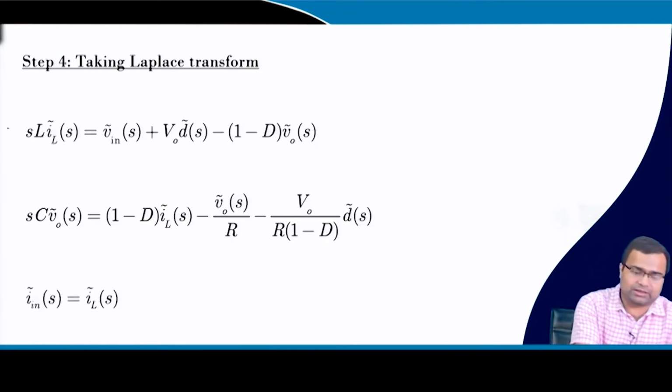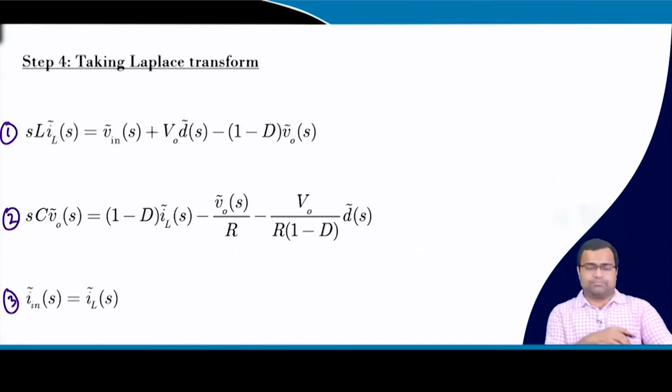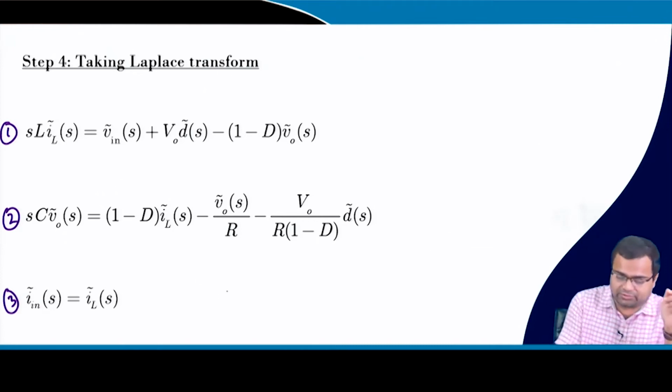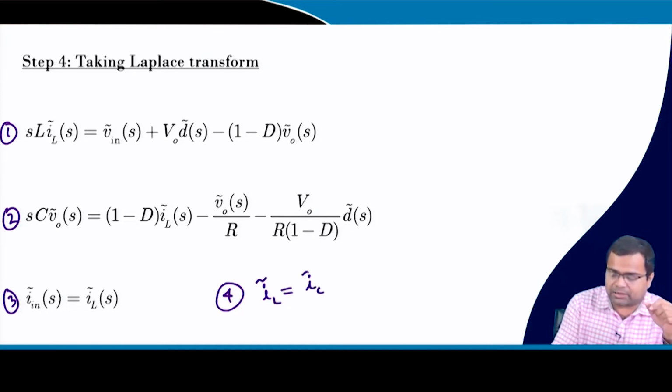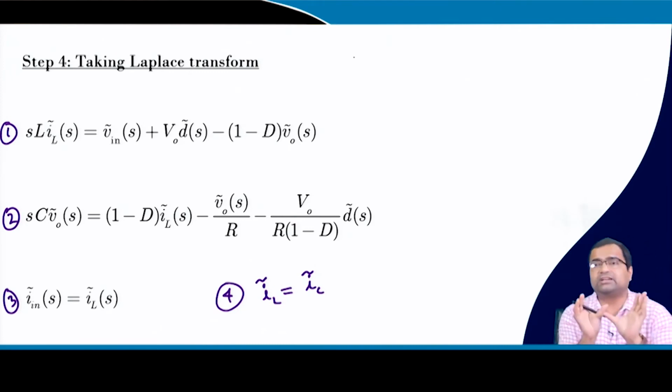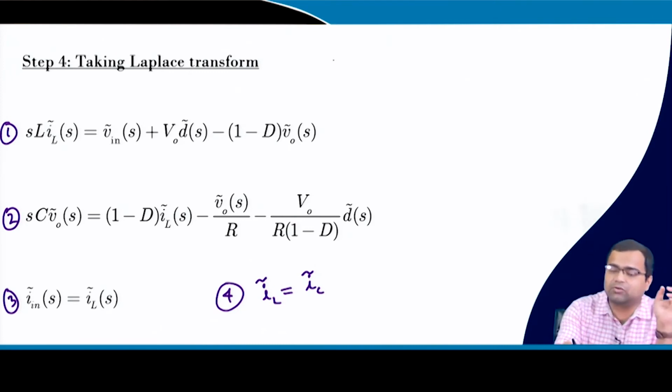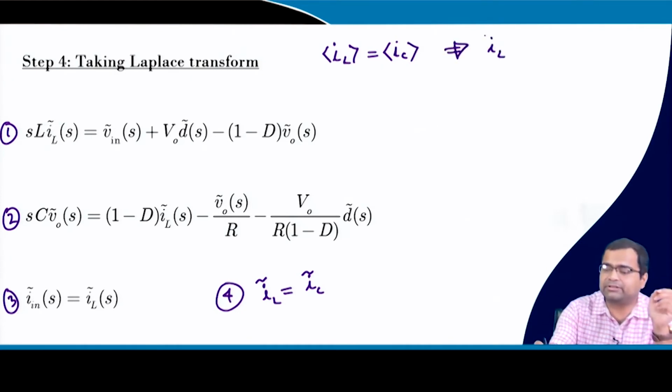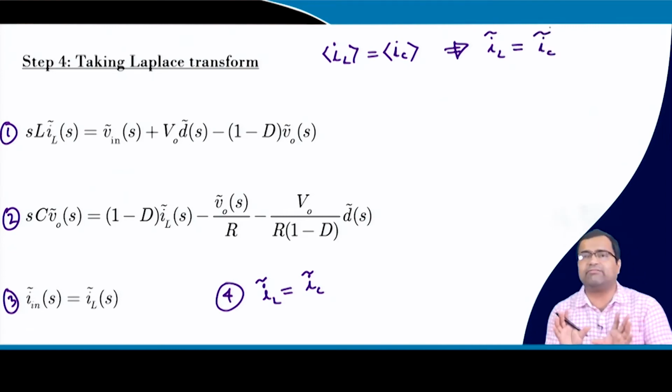So, we have three equations, number 1, number 2, number 3. Now, what do we want to achieve? We have a fourth equation. What is that? We have assumed that the perturbation of the inductor current is equal to the perturbation of the reference current, because we assumed the average inductor current should be the same as the average reference current. Their average quantities are equal.